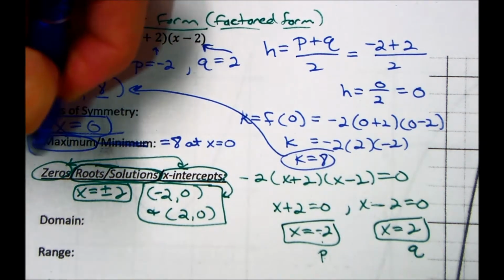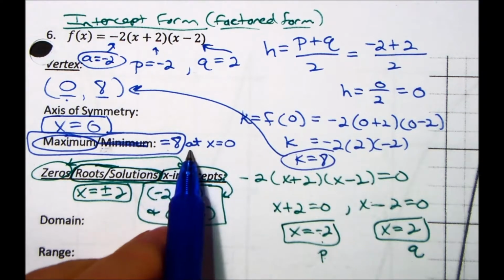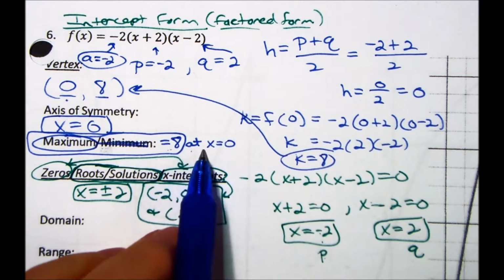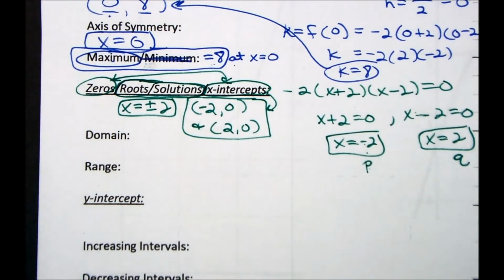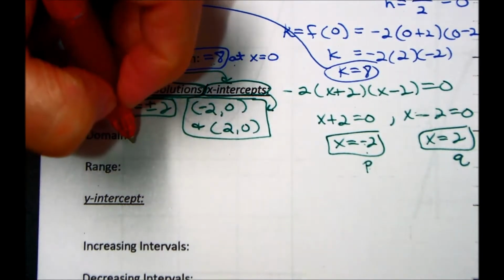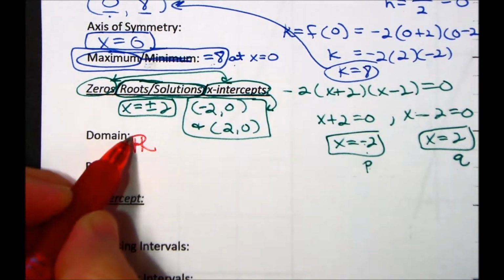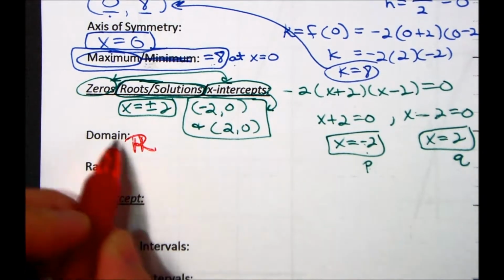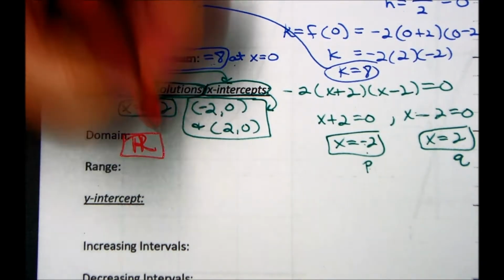But the maximum value is 8. So it's always equal to k. But it happens when x equals 0. All right, domain. So domain, again, is going to be all real numbers. You're going to get tired of writing that, but make sure you write the symbol correctly. Either write a capital R and then put the line here, or what I like to do is I put 2 lines and then an R symbol. So that works for that.